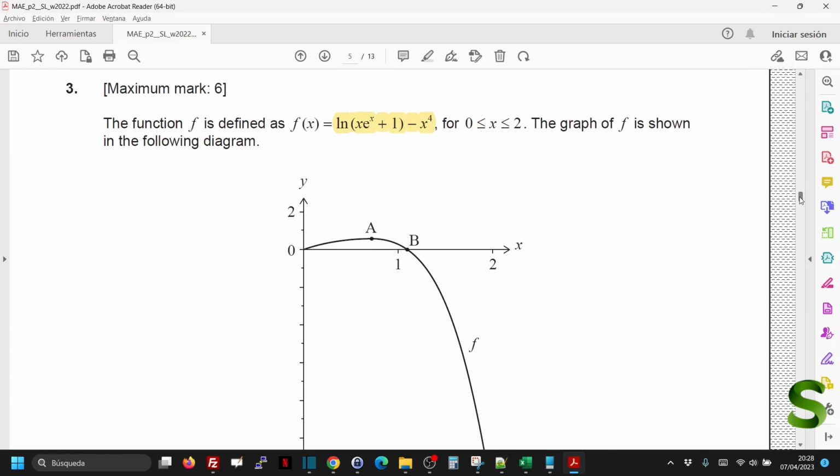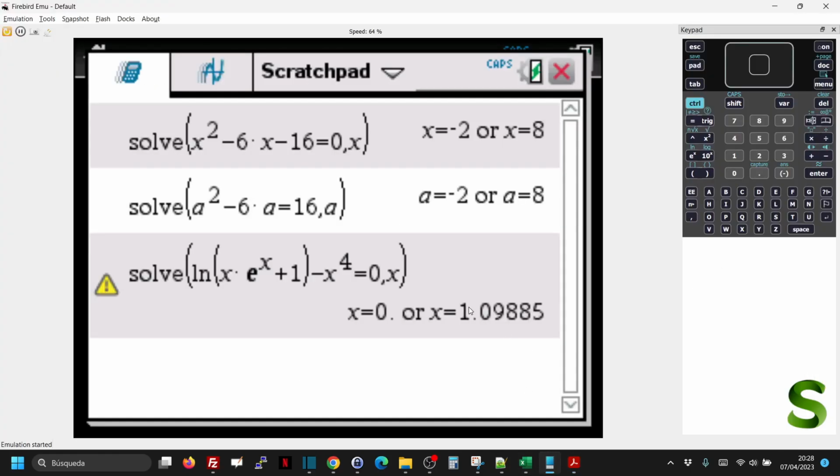So our solution is going to be 1.10, as the 9 changes the next number to 1, and 1.10 would be the solution with three significant figures. So this is how to solve any equation with our Texas Instruments calculator.